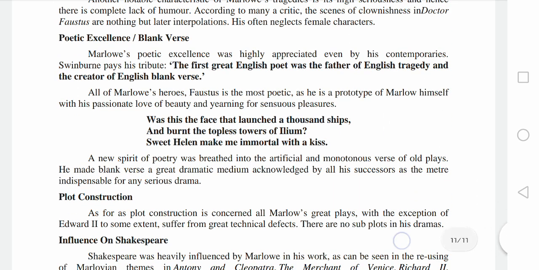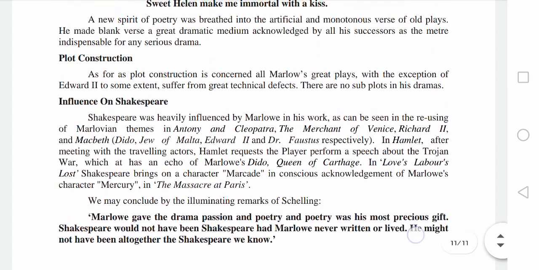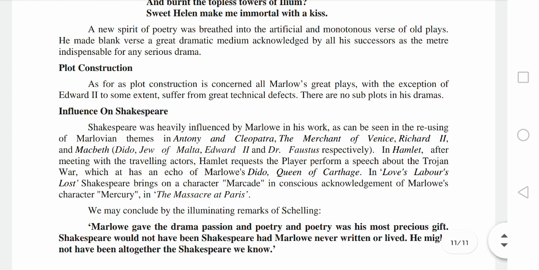These are some of the great qualities of Christopher Marlowe. I'm sure you must have got an overall perspective of the drama.